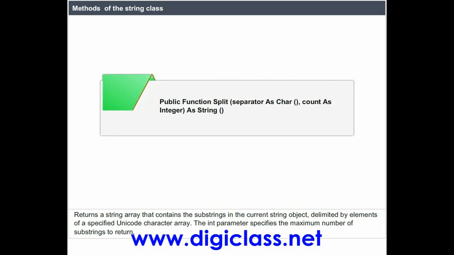Public function Split(separator As Char(), count As Integer) As String(). Returns a string array that contains the substrings in the current string object, delimited by elements of a specified Unicode character array. The int parameter specifies the maximum number of substrings to return.